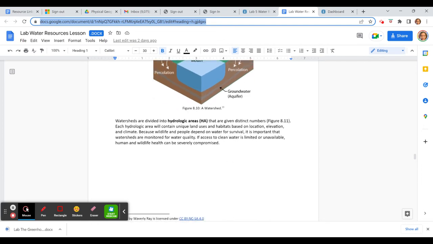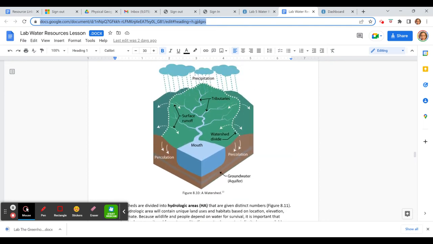Watersheds are divided into hydrologic areas, or HA, and they're given distinct numbers. And each hydrologic area will contain unique land uses. Because wildlife and people depend on water for survival, it's important that watersheds are monitored for water quality. This is very important. For example, the city of Pasadena relies on mostly groundwater. They live right at the bottom of the San Gabriel Mountains.